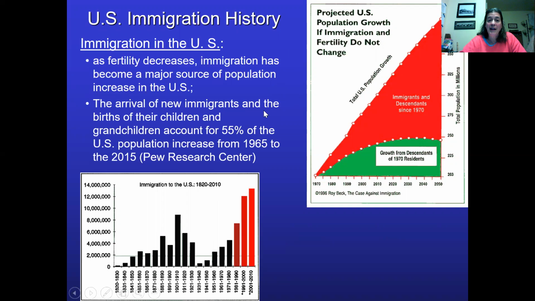In addition to that, the arrival of new immigrants and their children account for about 55% of the US population increase from 1965 to 2015. And that's from the Pew Research Center.